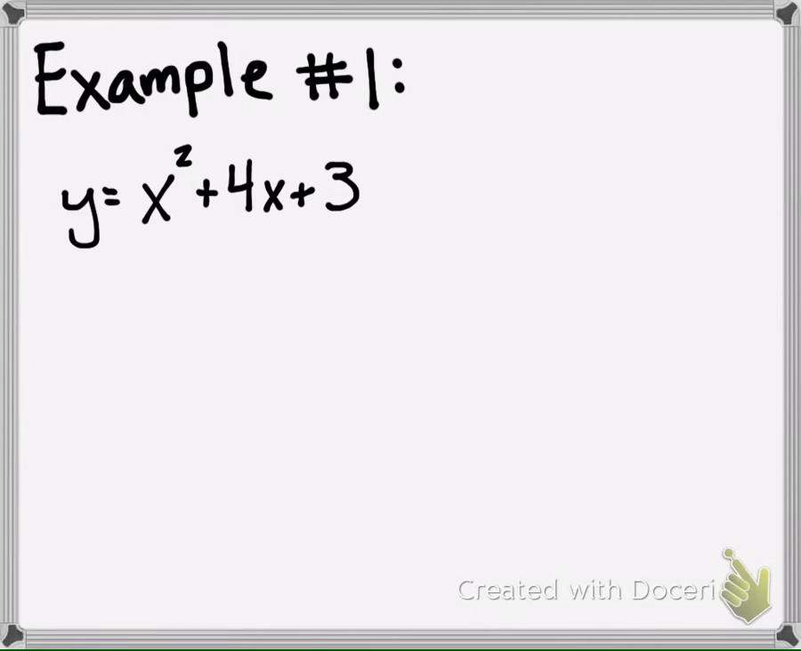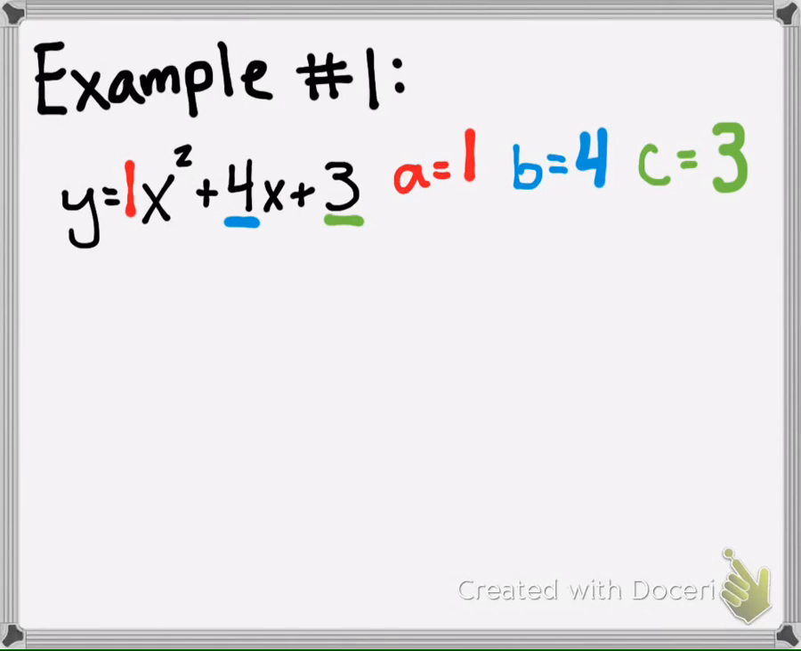Here I have y equals x squared plus 4x plus 3. Now, the first thing I'm going to do is find out my a, b, and c values for this equation. When we don't see a number in front of our x squared, we know that there's an implied 1, so my a value is going to be 1. When we look in front of my x, we have a 4, so my b value is going to be 4. Finally, I'm going to look at the last term. I have a 3, so that tells me my c is going to be 3.